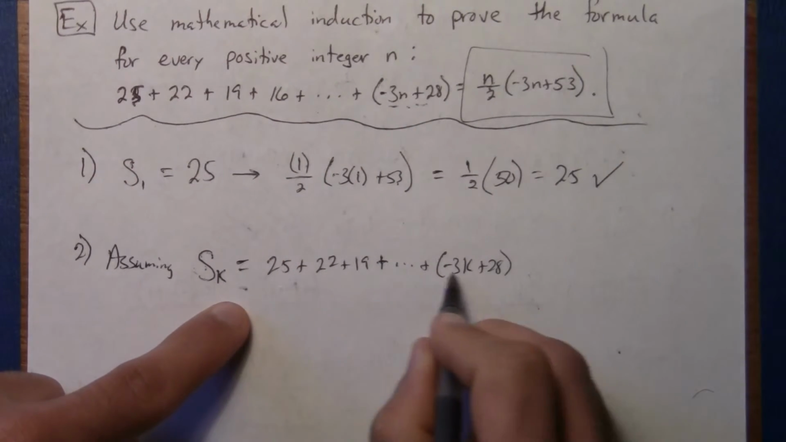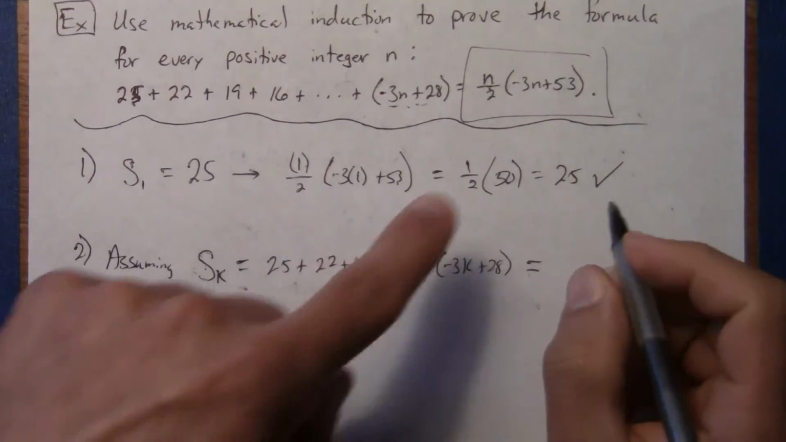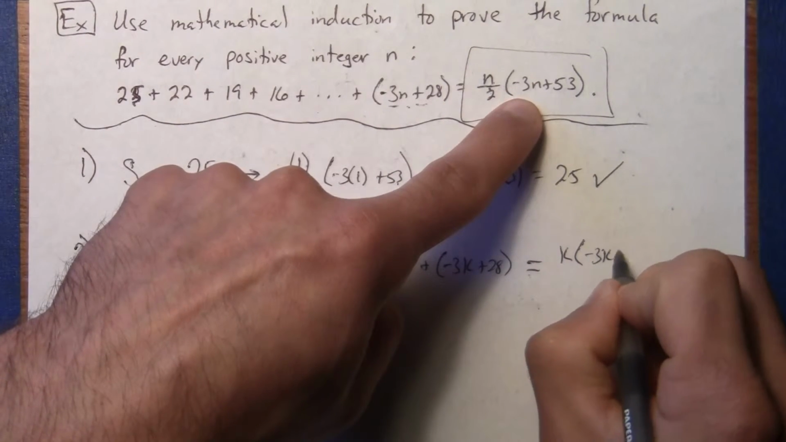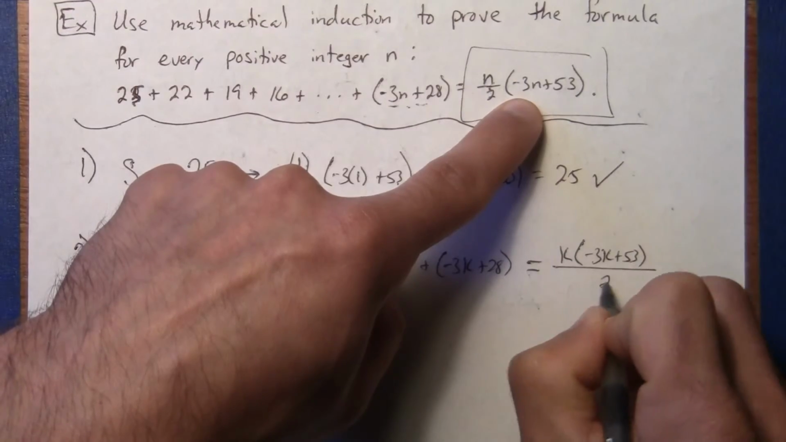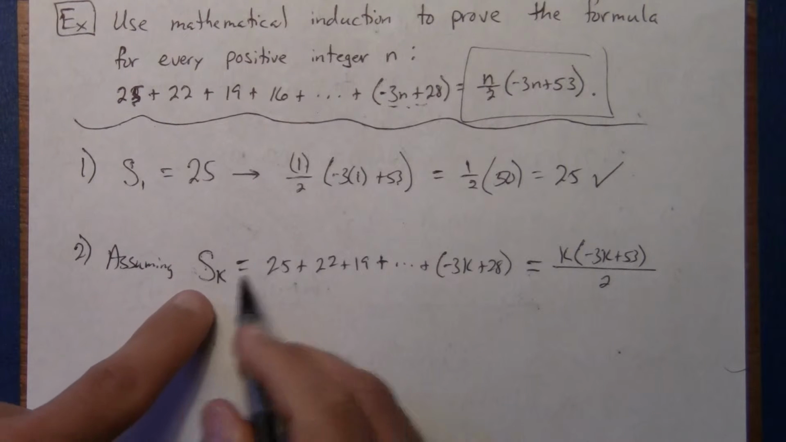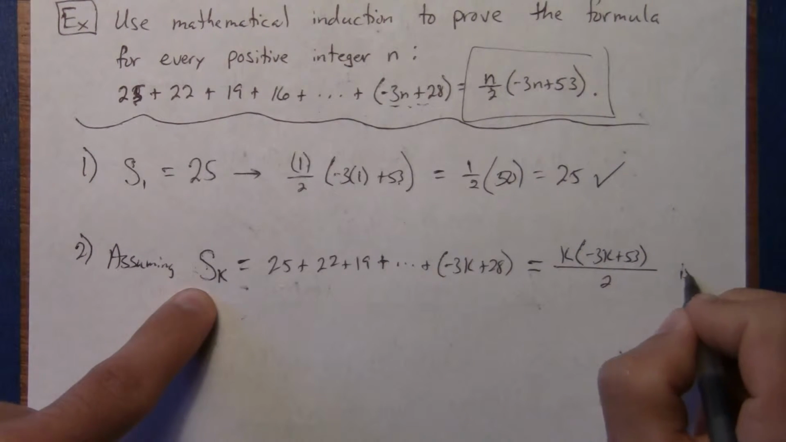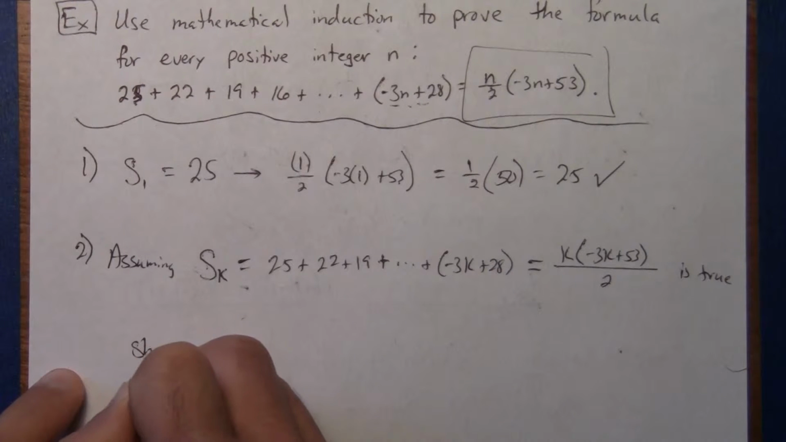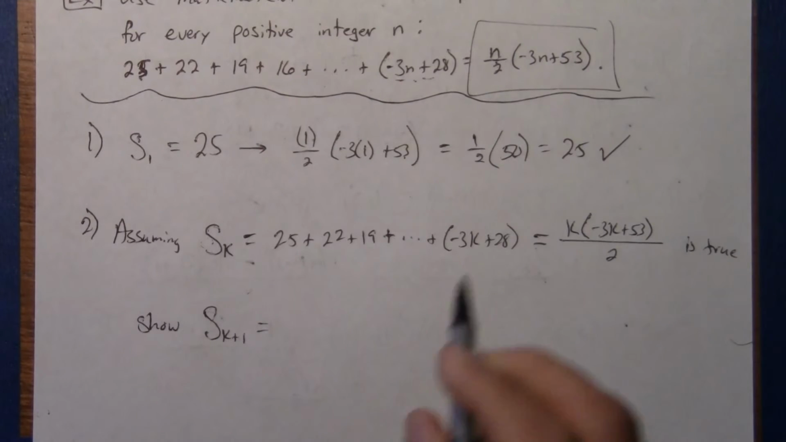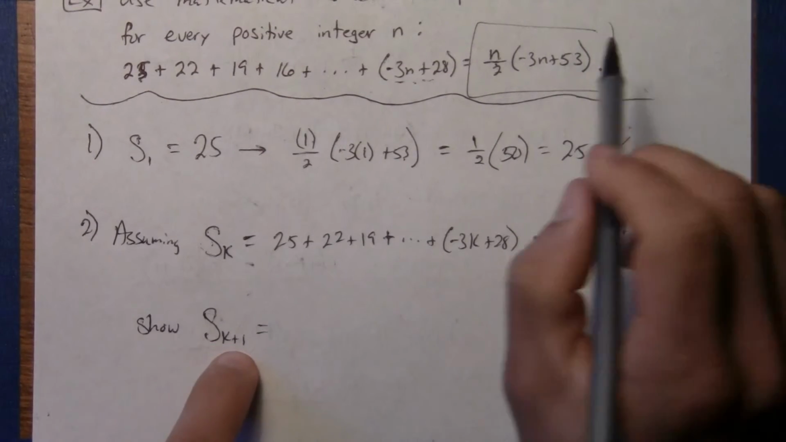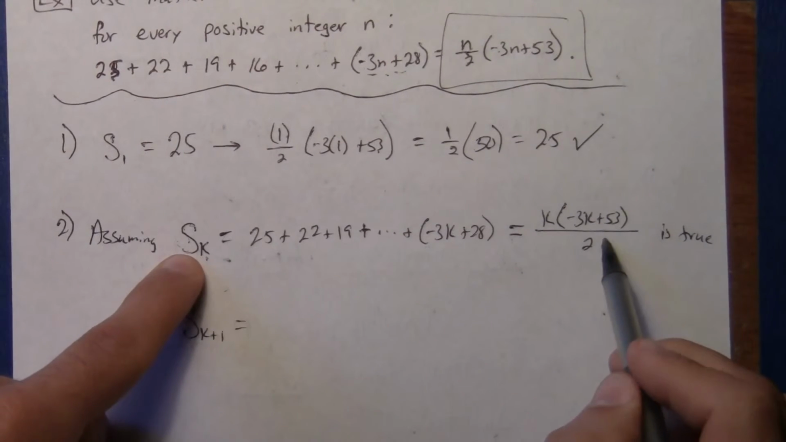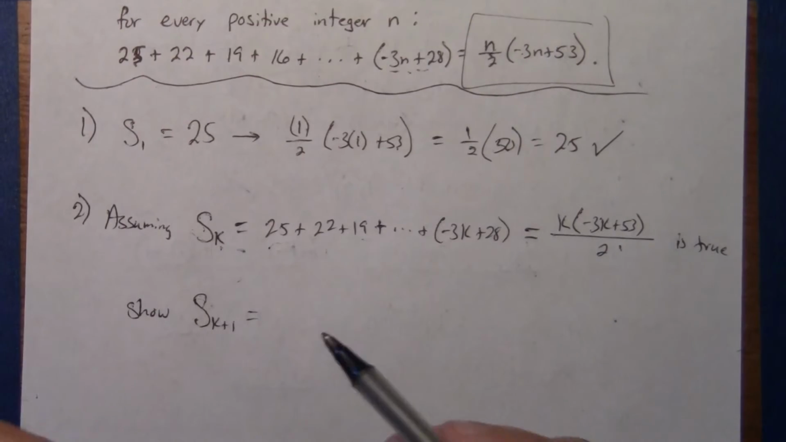There are the first k terms, and now the sum would be k times negative 3k plus 53 over 2. Writing it like that instead of saying n over 2 and then times that parenthesis. So assuming that this is true, I need to now show that S sub k plus 1 is equal to, again, this stands for sum, so I just need to plug k plus 1 in here. I don't need to necessarily write this out. I could just say S sub k is equal to this.